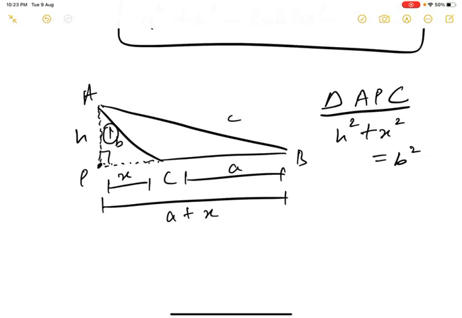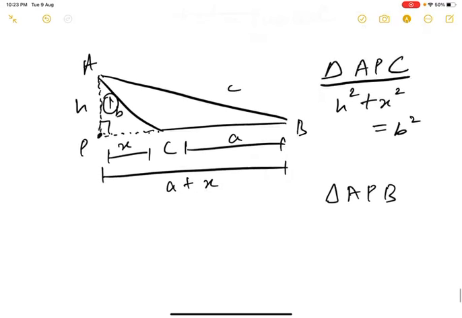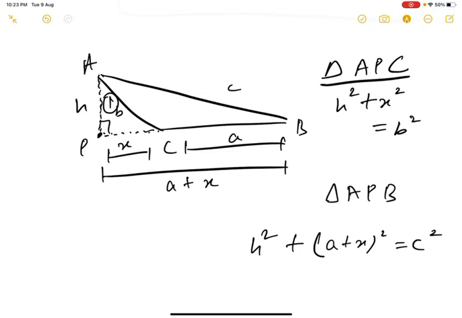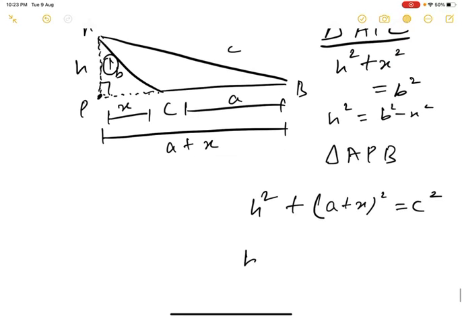Then look at the big triangle. The big triangle is your triangle APB. That is the biggest triangle. In that triangle, Pythagoras theorem will be h squared plus (a plus x) squared is equal to c squared. From here you can have h squared is b squared minus x squared, and then again you can substitute over here and then expand this. This will be plus 2ax, correct, is equal to c squared.